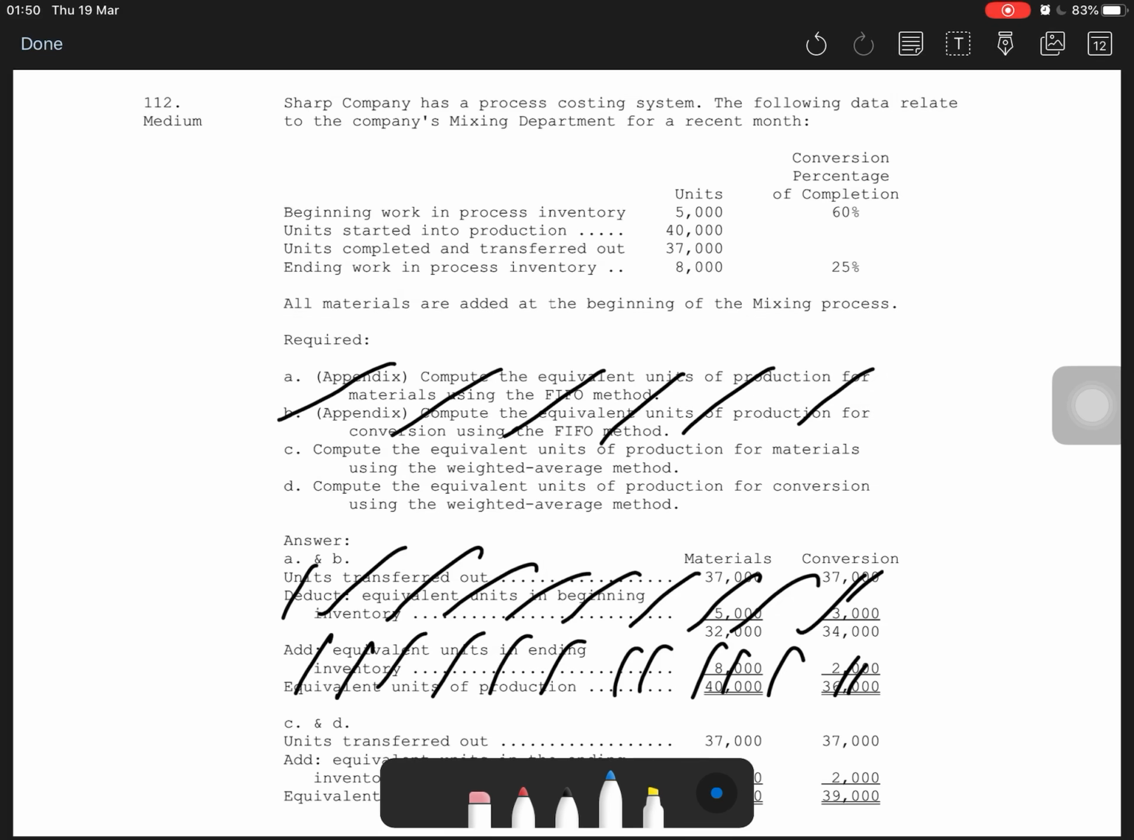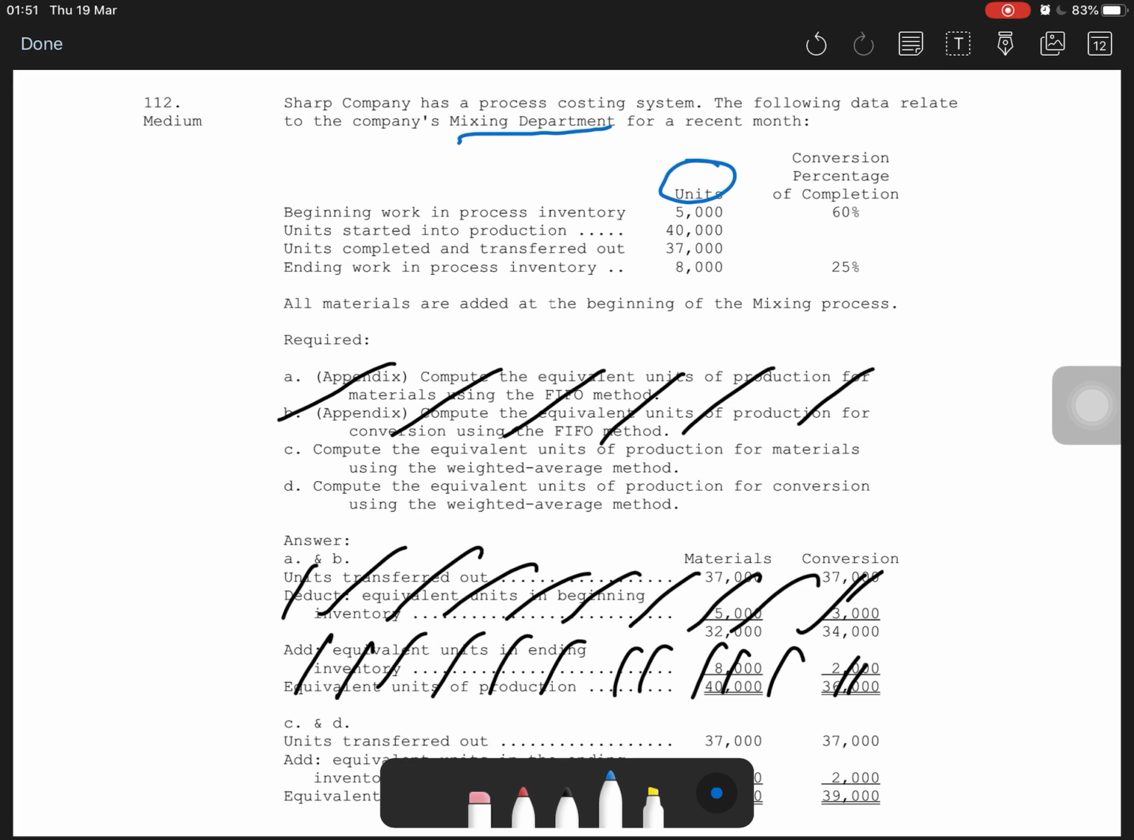Okay, let's read together. Sharp Company has a process costing system. The following data relate to the company's mixing department for a recent month. So the company has work in process inventory. This is the mixing department, right? Beginning work in process inventory.